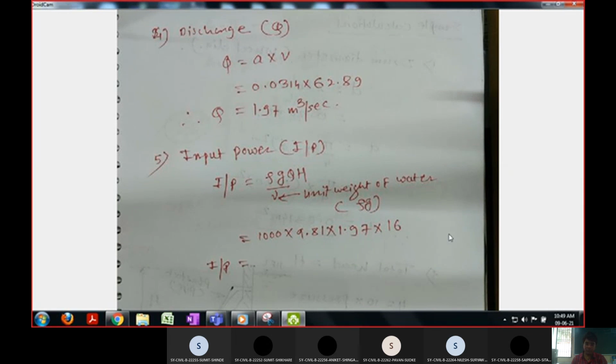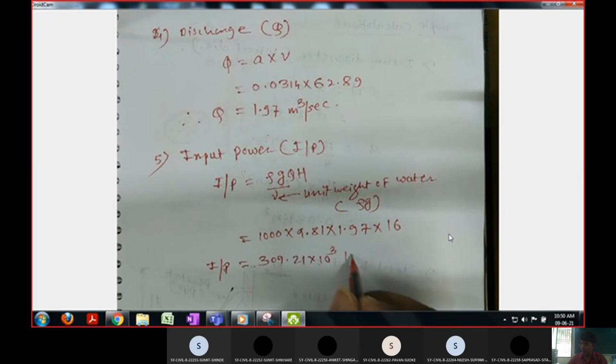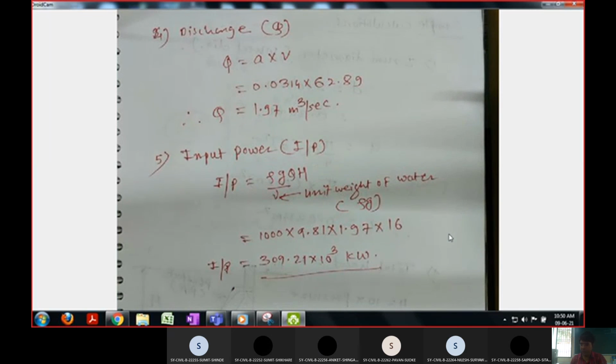बोला. Yes. 309.21 into 10 raised to 3. Okay. The input power is now in kilowatt. 309.21 into 10 raised to power 3 kilowatt.